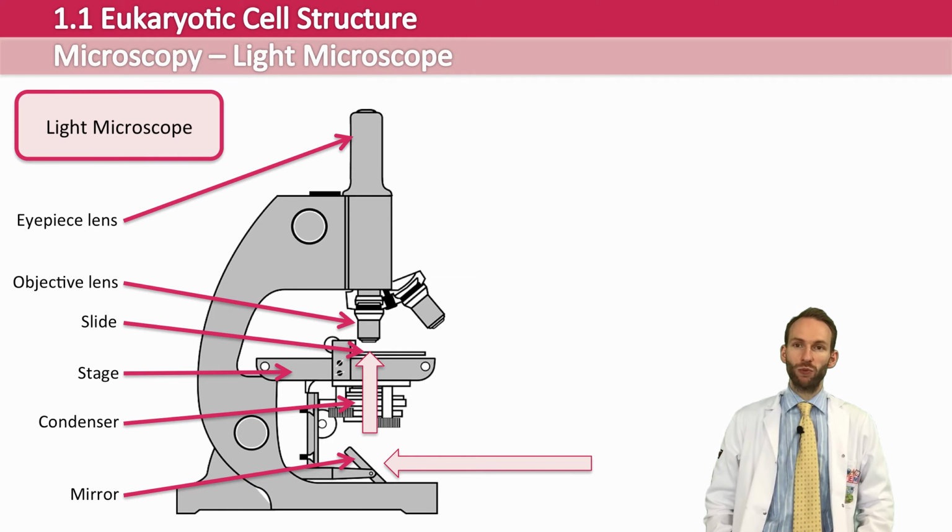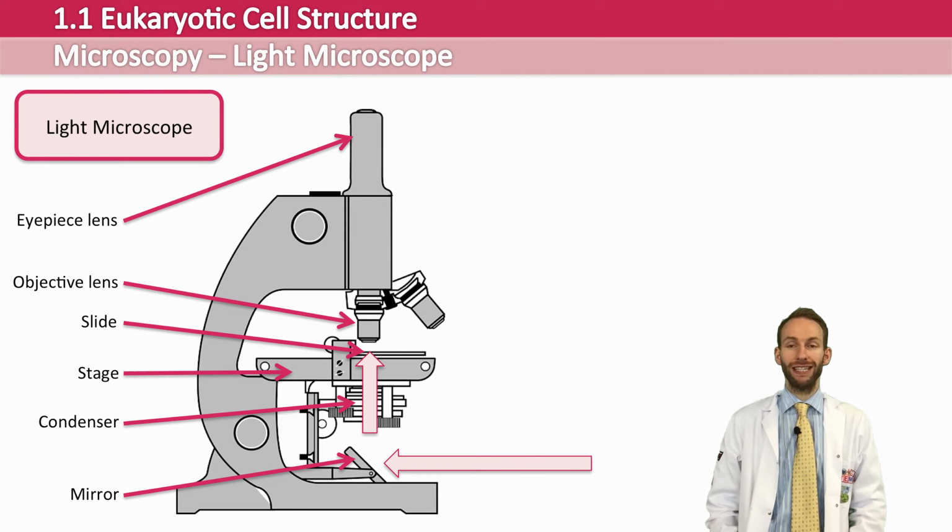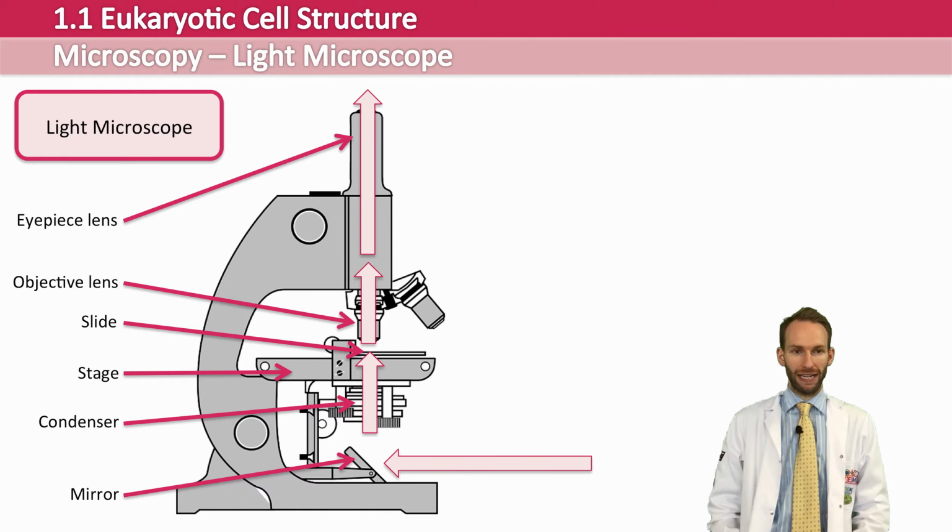That beam of light will then pass into the first lens, which is called an objective lens. Usually there are three lenses that you can rotate round which have different magnification, and this is what's going to magnify the image and make it bigger. That light will then pass up through another lens at the top called the eyepiece lens, which will magnify the image one more time before it's passed into your eye.